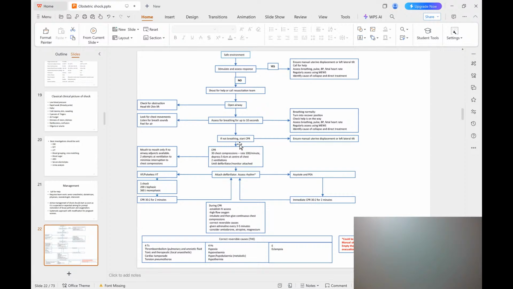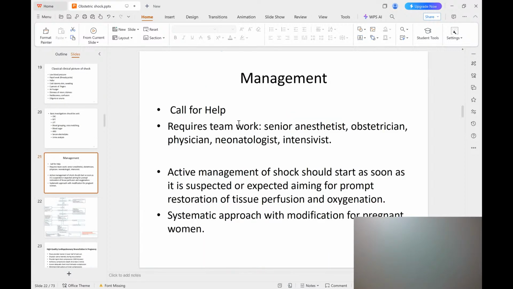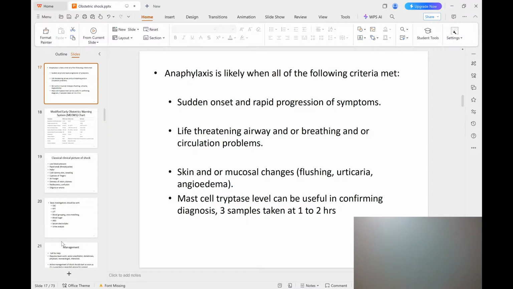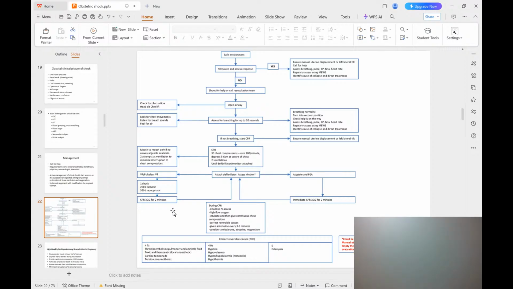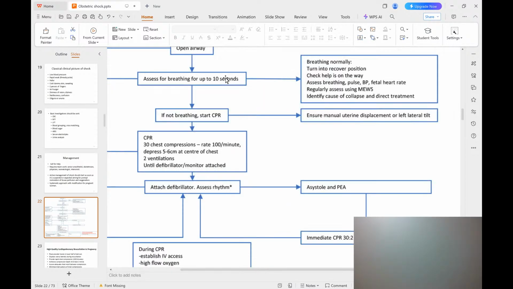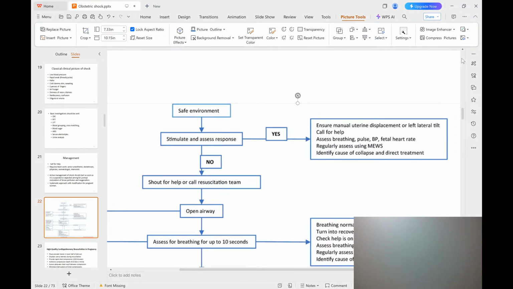So this is the algorithm taken from the Green Top guideline that shows the steps that need to be taken when maternal collapse occurs. It is similar to cardiopulmonary resuscitation in any adult, but there are some modifications that will be discussed. So, is the environment safe?